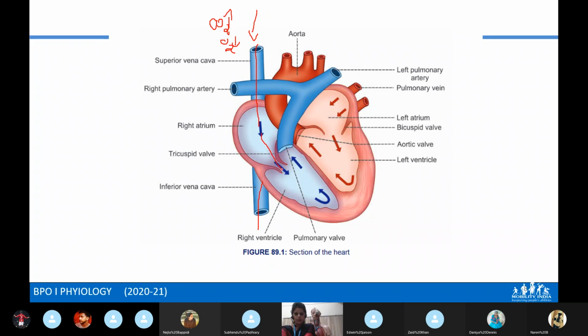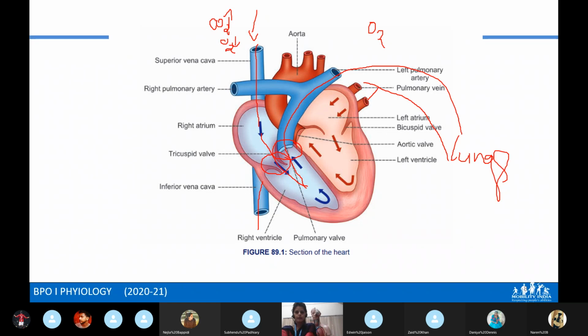So that comes to the right ventricle with the help of the tricuspid valve. From there, the blood goes to the lungs with the help of a valve called the pulmonary valve, because it is passing to the pulmonary artery, so pulmonary valve. Now in the lungs the blood is purified and becomes oxygenated blood. From there it comes back via the pulmonary veins.